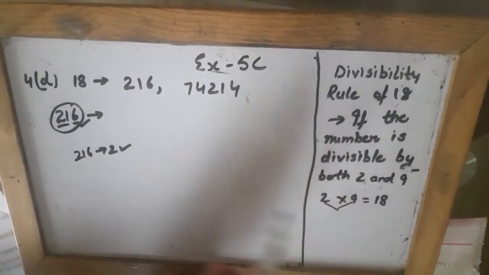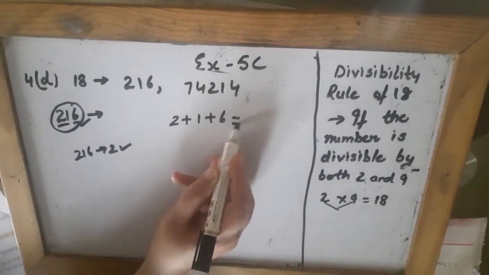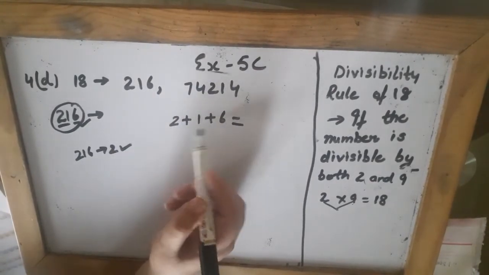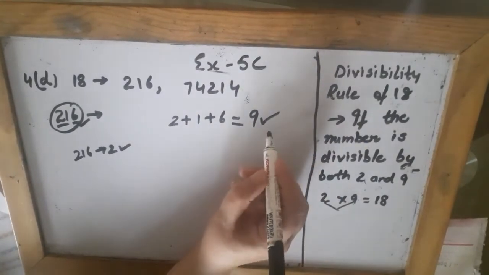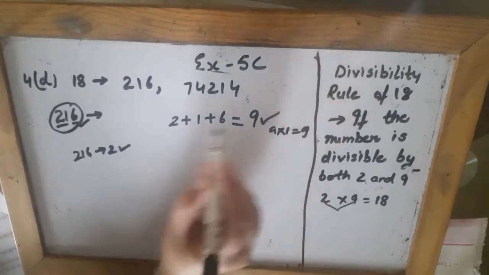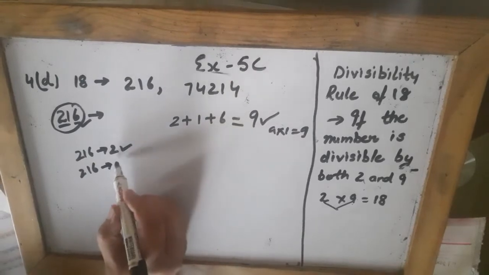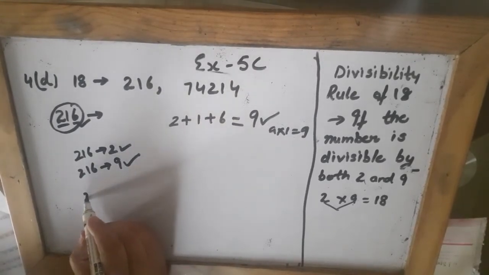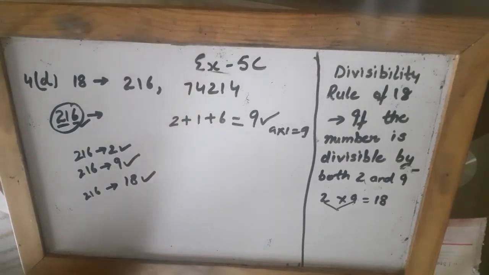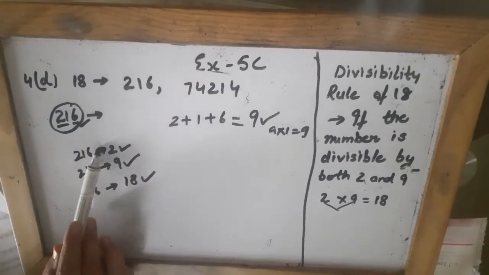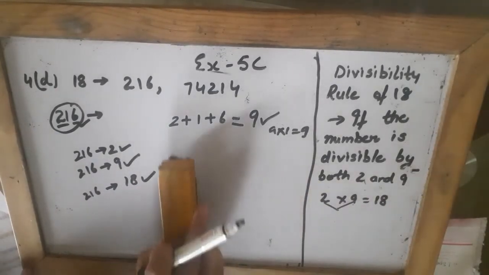Now with 9, how do we check with 9? We add the digits, right? We add the digits of the number: 6 and 1 is 7, and 2 is 9. Now is this 9 divisible by 9? Yes, 9 ones are 9. Now this 216 is divisible by 2 and this 216 is divisible by 9 also. So what it means is that this number will be divisible by 18 also, because this number is divisible by both 2 and 9.